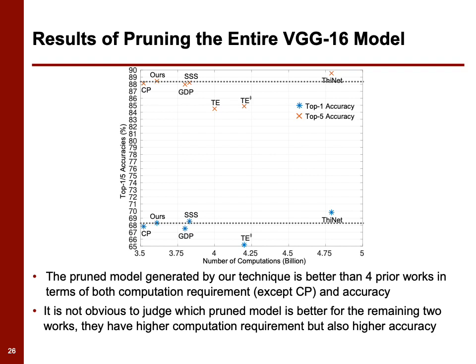But if point A is at upper right or lower left of point B, it is not easy to say which one is better. According to the figure, the pruned model generated by our technique is better than 3 prior works in terms of both computation requirement and accuracy. However, it is not obvious to judge which pruned model is better for the remaining works, but we will compare them with a unified metric that considers both of these 2 aspects.